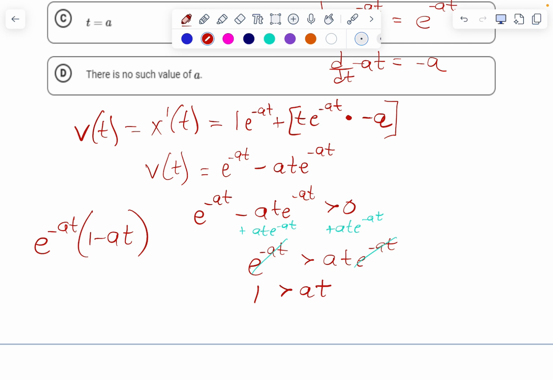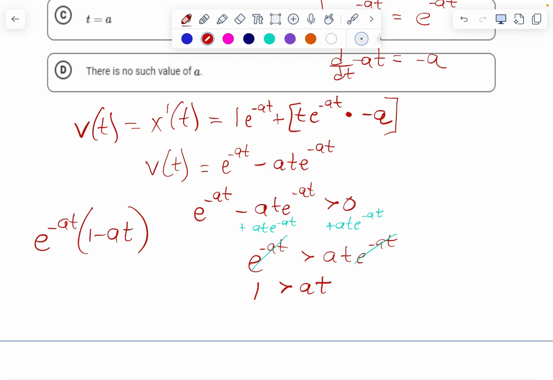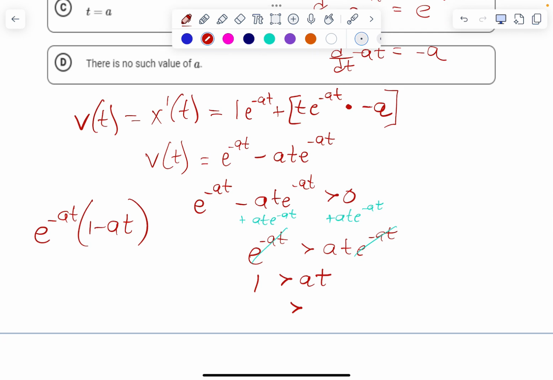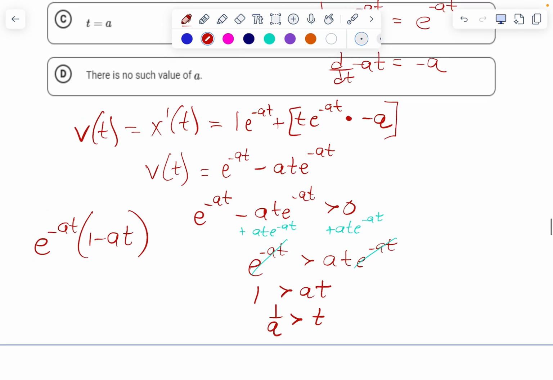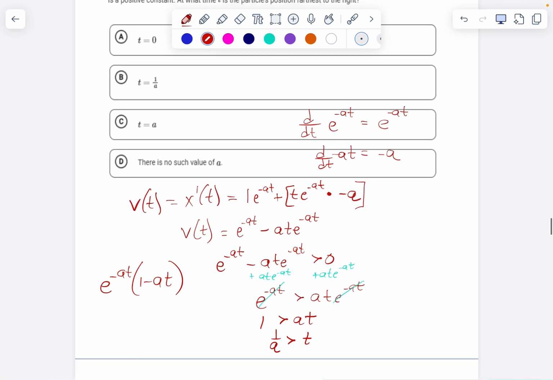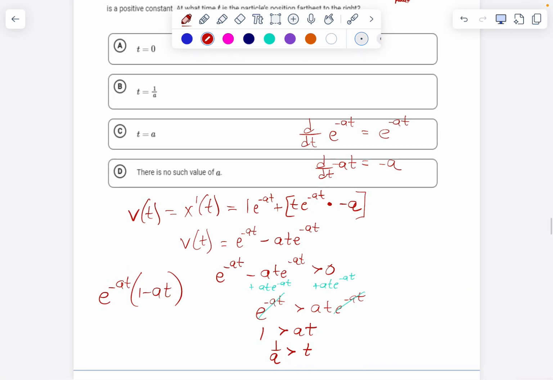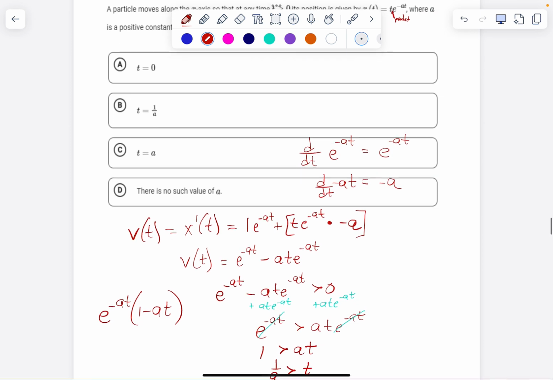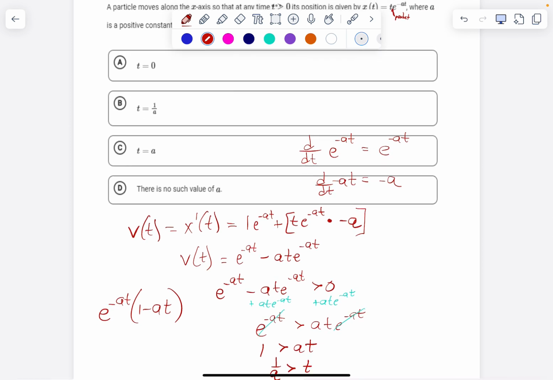And then we're solving for a. So are we solving for a? No, we're solving for t. So t and 1 over a. So just divide by a. And that one is b. Okay. Are you kind of seeing a pattern here? Okay.